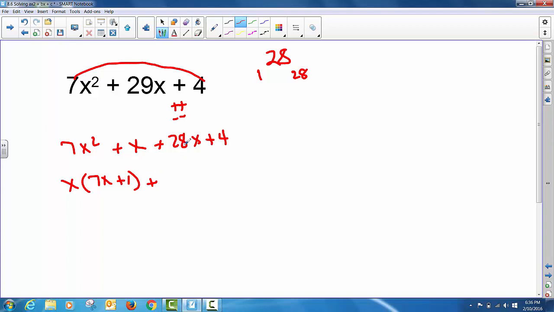When you divide 28, well, what do 28 and 4 have in common? They have a 4 in common, because 4 goes into 28 and 4 goes into 4. So 28 divided by 4 is 7x, and 4 divided by 4 is 1. So you notice once again we've got 7x plus 1 here and 7x plus 1 here.